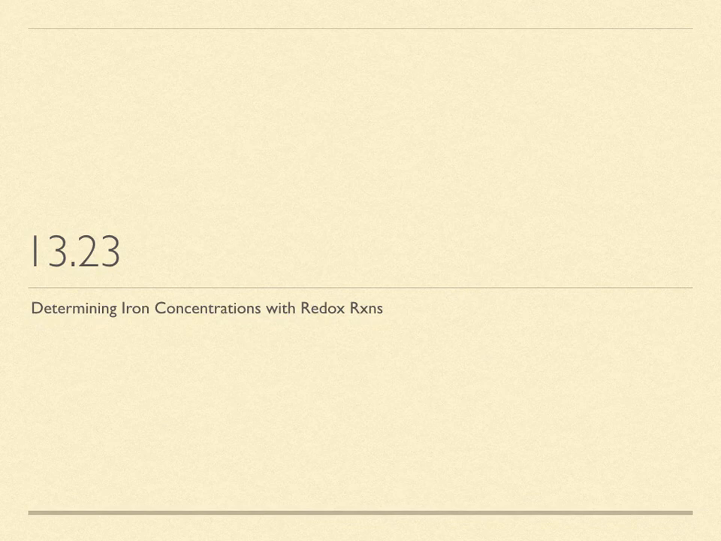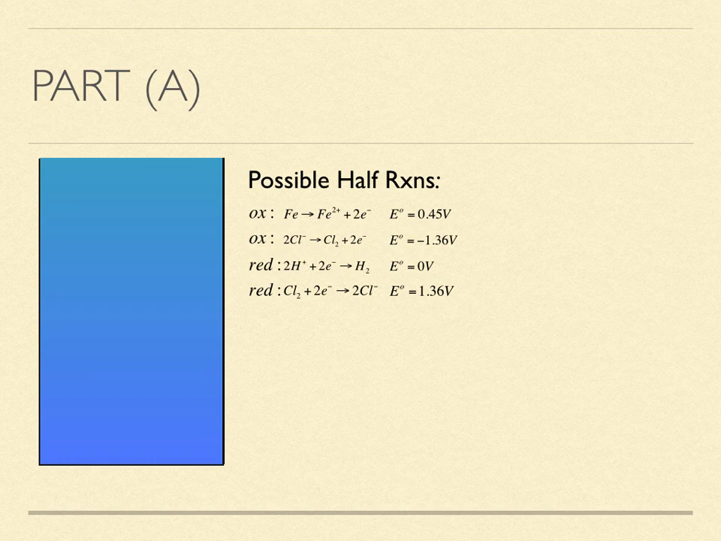Hello. In this problem, we will look at the real-world applications of redox reactions and how they can be used to determine iron concentrations. The first step of the process is to dissolve the sample in concentrated hydrochloric acid. This means hydrogen and chlorine ions, as well as iron atoms, will be present in the solution.